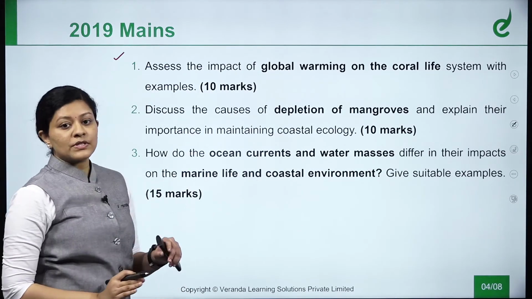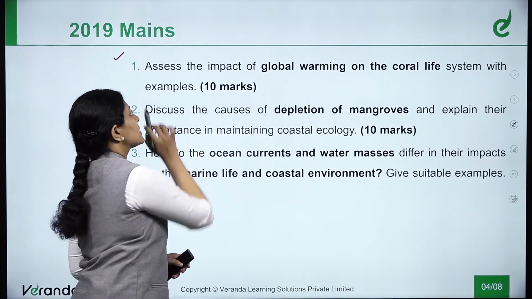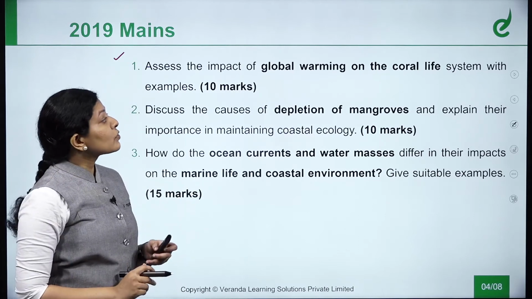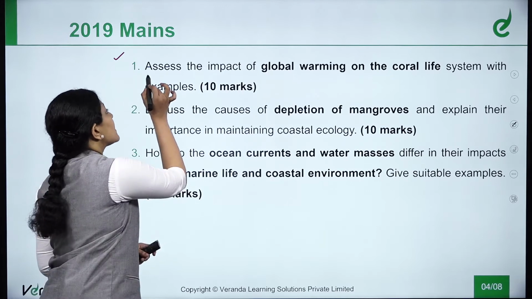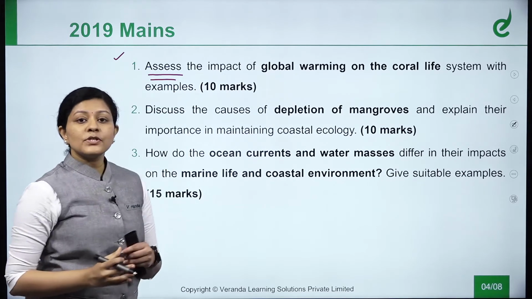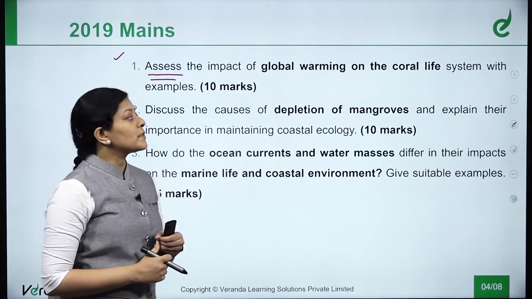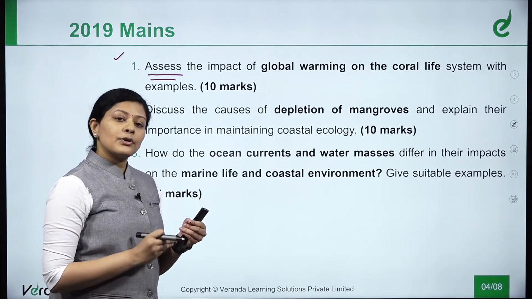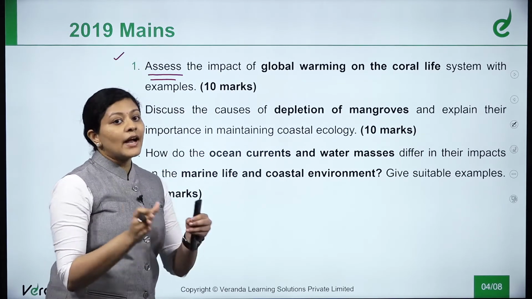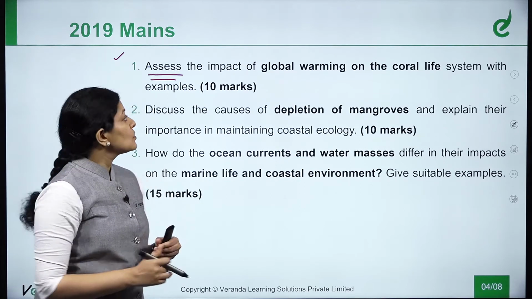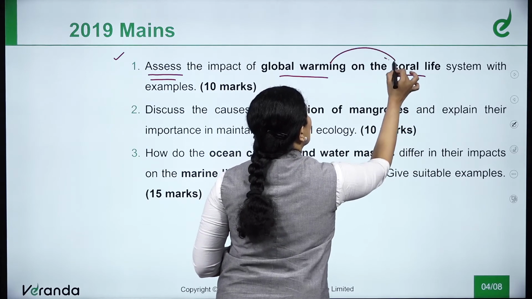These are selected mains questions of 2019 from the geography subject, and here the question is: assess the impact of global warming on the coral life system with examples. Here the question word is assess. Assess means you are supposed to weigh the particular statement and give your arguments on it. And if there is any flaw, you are allowed to argue that side also and take a stand on the particular statement. So here they have asked about global warming and its effect on the coral life.